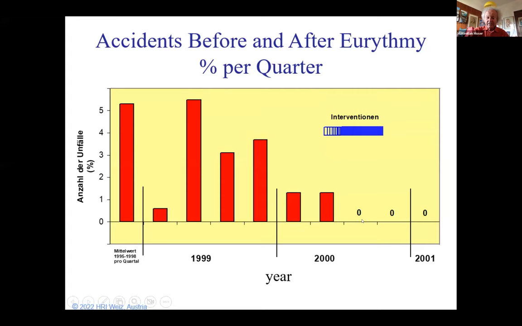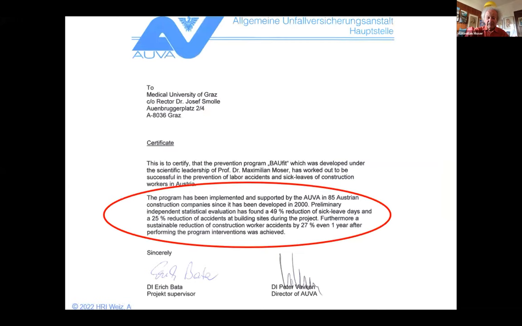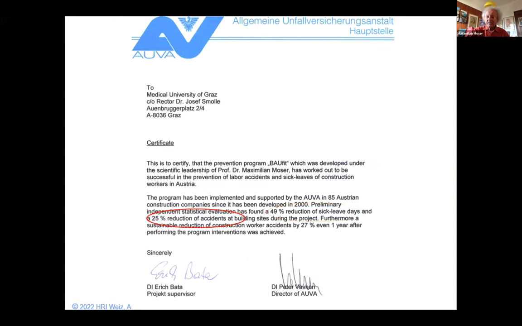And they repeated this in 85 Austrian construction companies. And the effect was a 49% reduction of sick leave days and a 25% reduction of accidents in the year when the project happened. And the year after, there was a carry-over effect with 27% reduction of accidents 1 year after performing the program interventions.